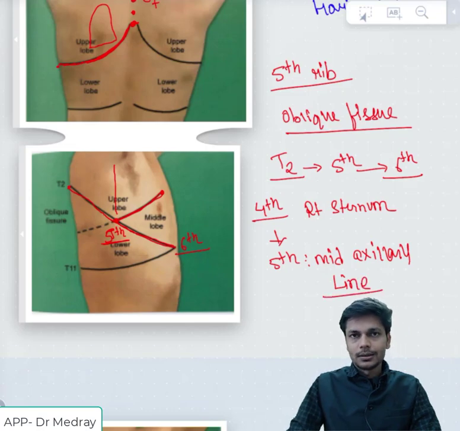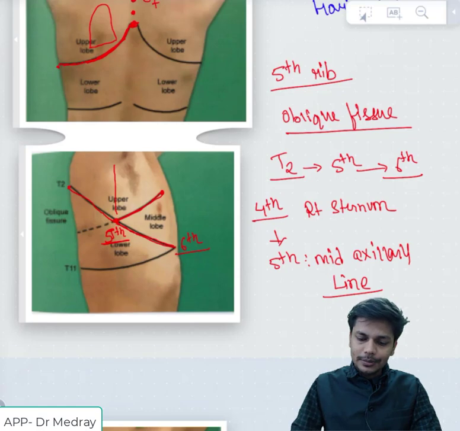So there are two fissures, the oblique fissure and the horizontal fissure. The oblique fissure is drawn from T2. We start demarcating from C7 because C7 is the most prominent spinous process posteriorly, so we can easily identify the spinous process of the C7 vertebra, and below C7 is T1, and below T1 is the T2 vertebra. So we start demarcating from the T2 vertebra through the medial aspect of the scapula to reach the mid-axillary line at the fifth rib.